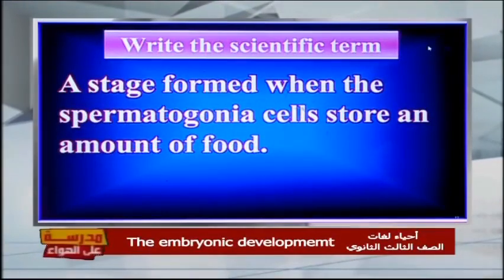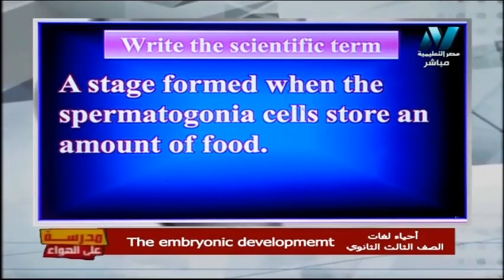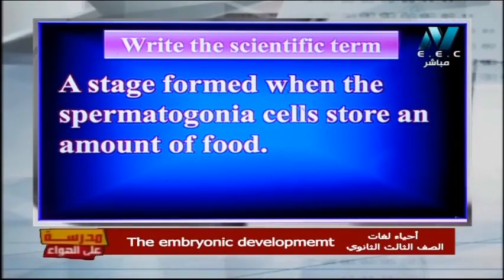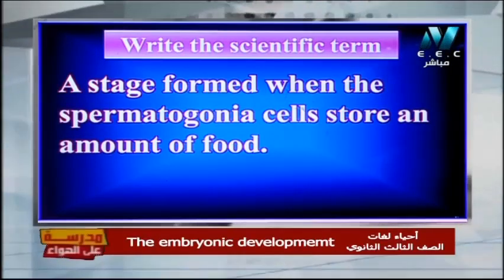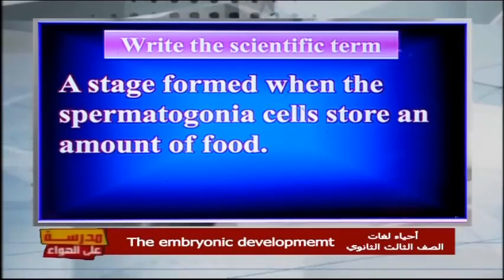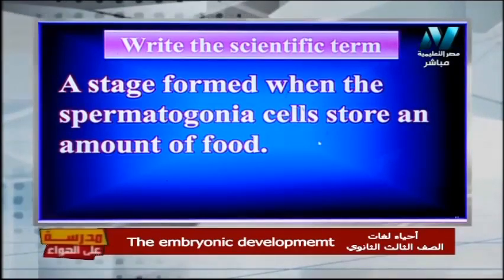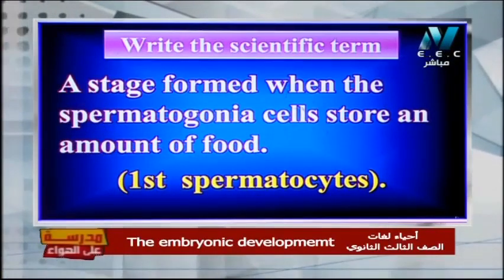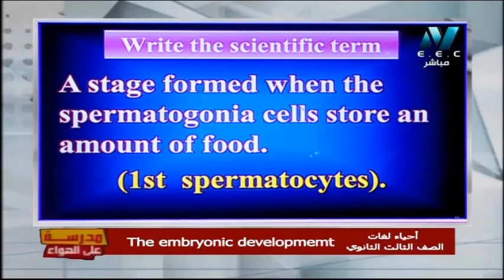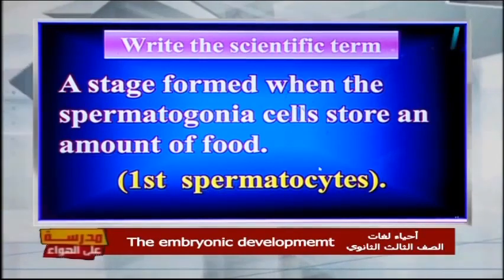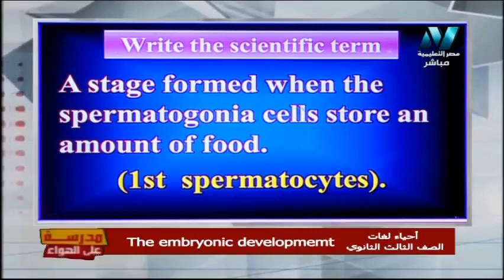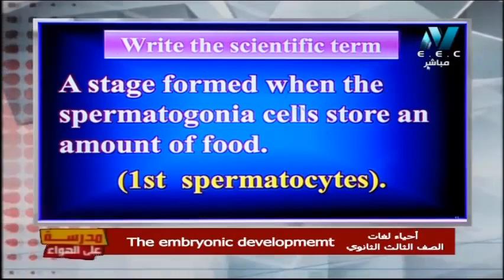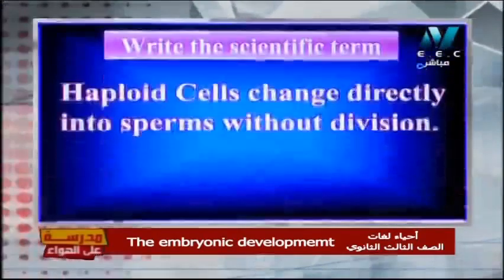A stage formed when the spermatogonia cells store an amount of food. What is the stage that forms when we do the storing? I mean, when the spermatogonia store a great amount of food, what is it called? It is called the primary spermatocyte, and sometimes we call it the first spermatocytes. These are the cells formed by storing a great amount of food and cytoplasm inside the spermatogonia. It changes into a stage called the primary spermatocyte.